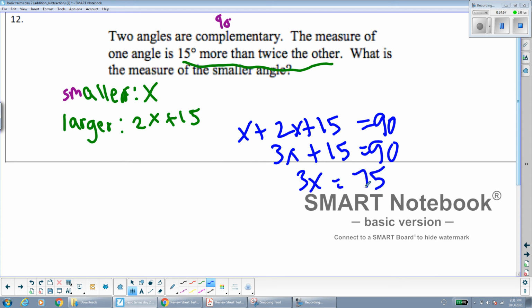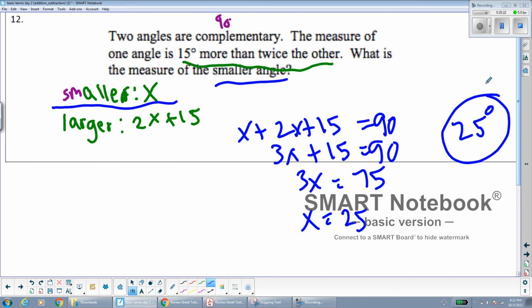And then finally, our last step here, in order to find our x value, is to divide by 3 on both sides. And we get x is equal to 25. Now we have our x value, but the question asked us for the measure of the smaller angle. Well, we represented the smaller angle as x. So our x value of 25 is the angle measurement of the smaller angle, 25 degrees.